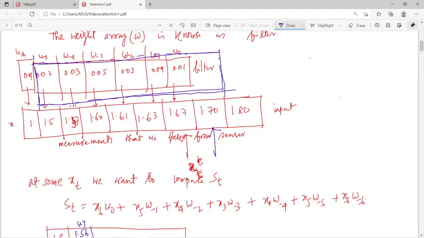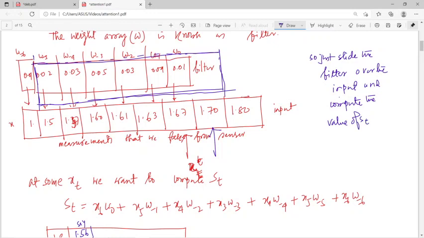So what we are doing is we just slide the filter over the input, and we compute the value of st based on the window around xt.